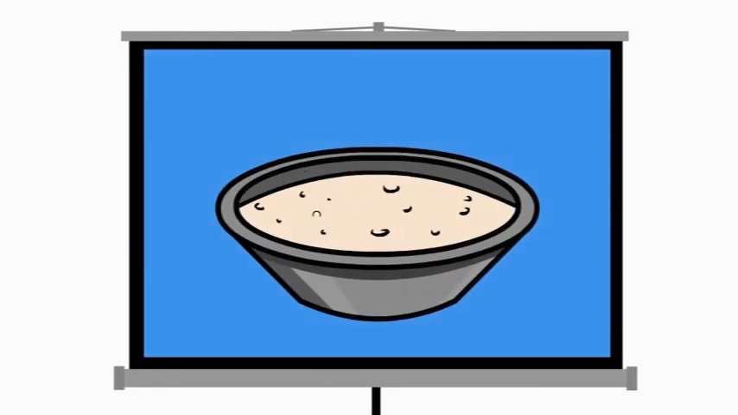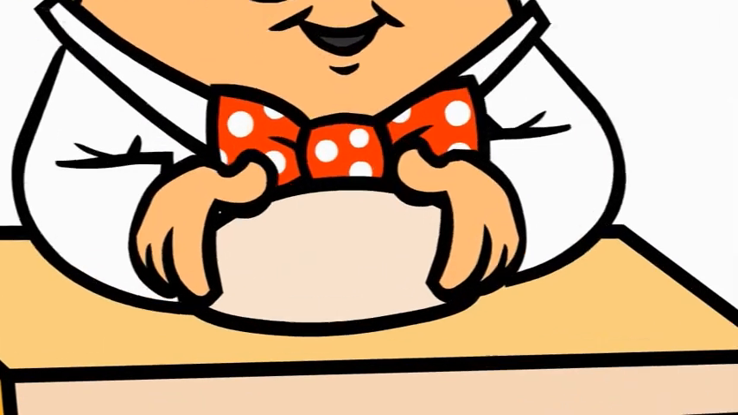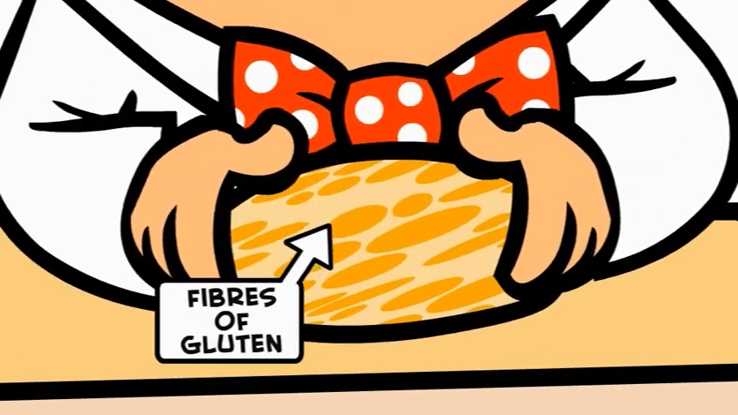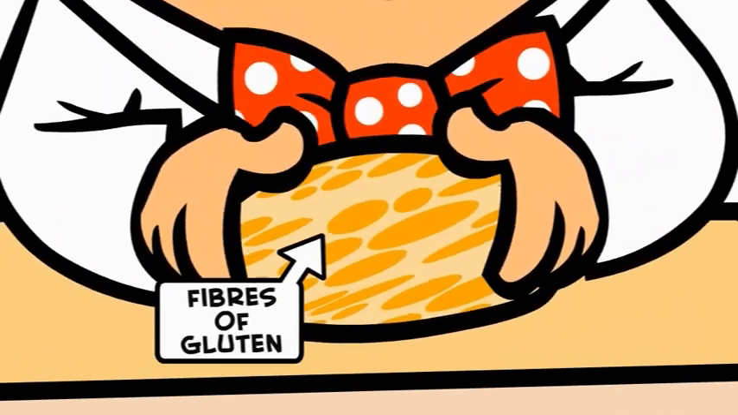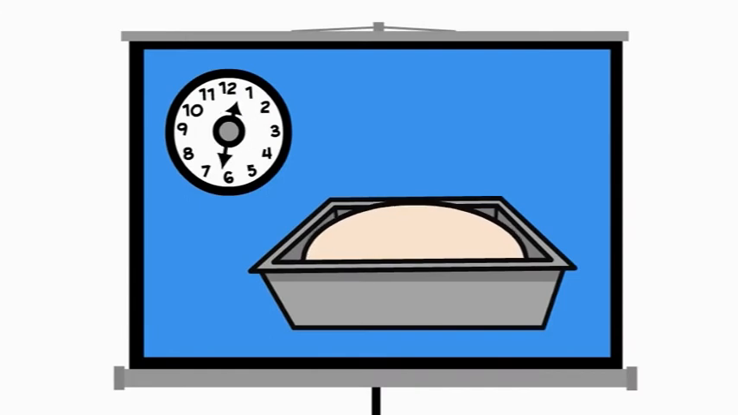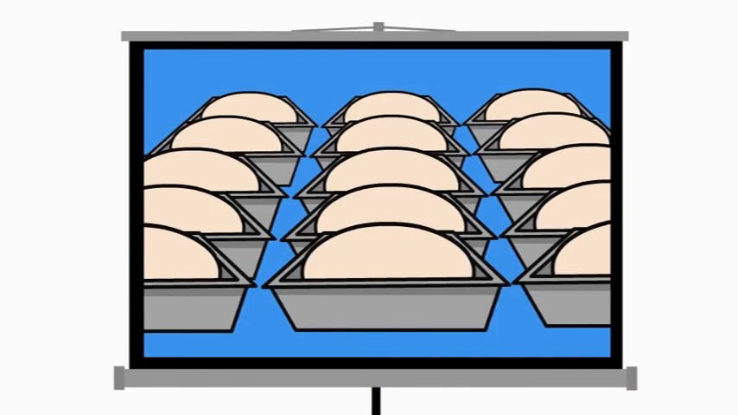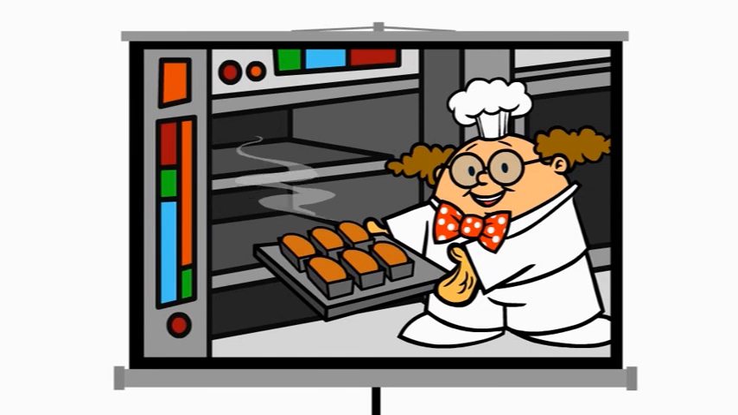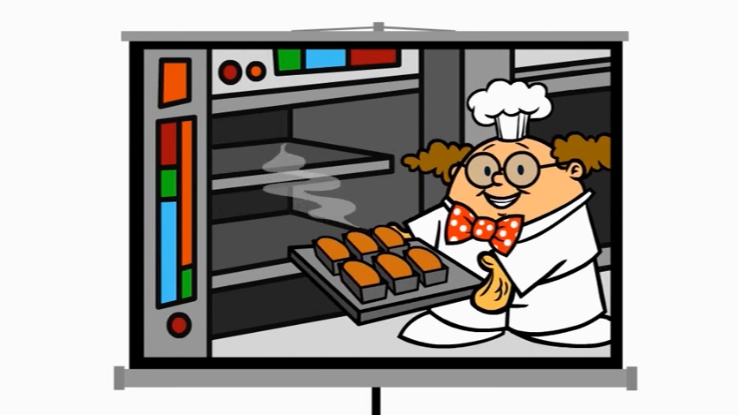Yeast is made up of millions of tiny living organisms that in a warm, moist environment convert sugars in the flour into bubbles of carbon dioxide gas. Kneading the dough tangles together stretchy fibres of gluten, trapping the gas bubbles and making the dough rise and expand. Finally, after the dough has risen, the bread is rolled into shapes and baked in a hot oven to make loaves of the bread we eat.